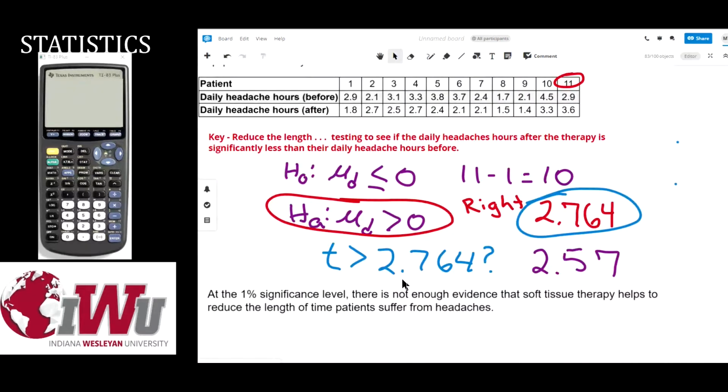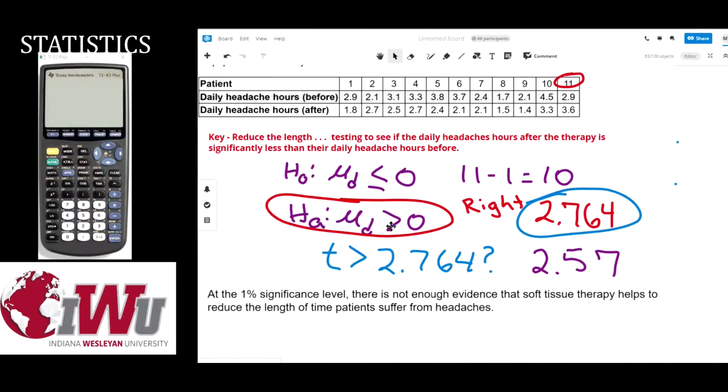Let's make sure we know what just happened there. The null is that the difference is less than or equal to 0. The alternative is that the difference is greater than 0. What we determined here is that we are accepting the null, which means that the difference is less than or equal to 0, meaning no difference. That's what we're accepting here.